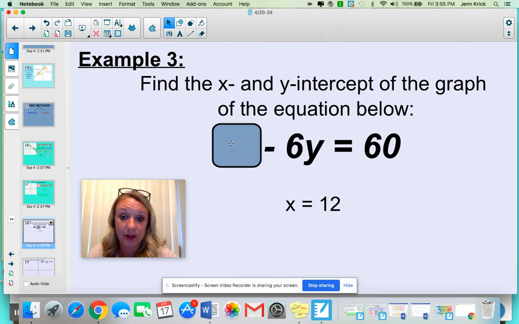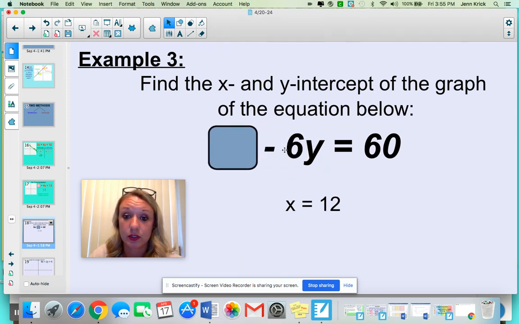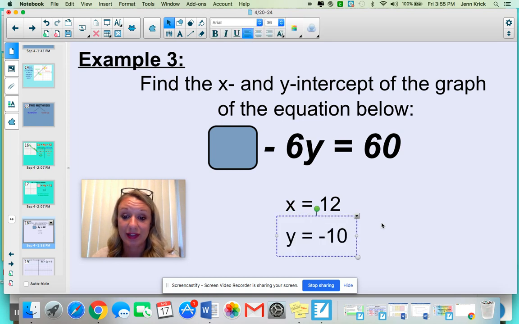Now, if I'm trying to find my y-intercept, this is what's important. Do you see how this subtraction sign is in front of the 6y? That is part of that term. So your equation is technically negative 6y equals 60. Divide both sides by negative 6, and you're going to get that y is equal to negative 10. And that's your intercept there.